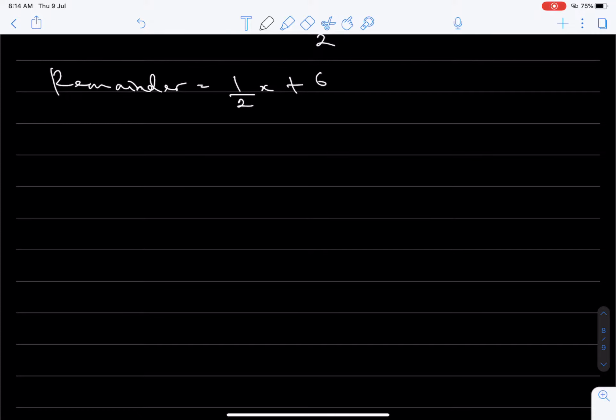Zeros of a polynomial. Zeros of polynomials. This is also very, very simple. The zeros of a polynomial are just the values that make the polynomial true when substituted for the variable.